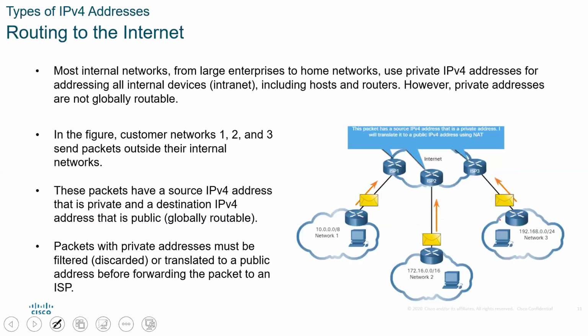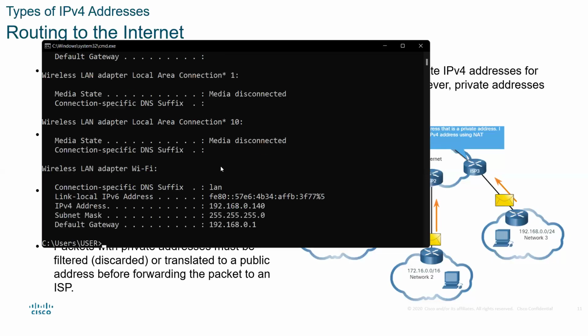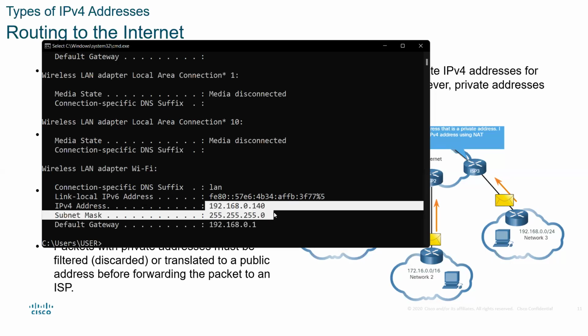Okay? Now, most internet networks, from large enterprises to home networks, use private IP addresses, like I explained to you. So even now, if I check my computer, let me show you the IP address that I have on my computer. Then you will know what I mean. Let me share. All right. So you see, if I say ipconfig, what do you see?